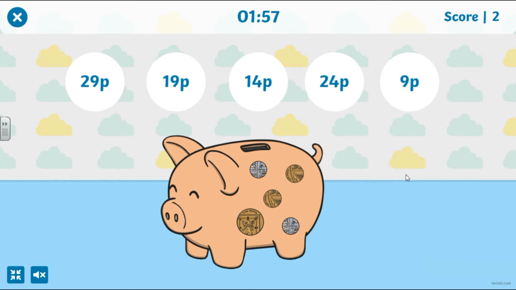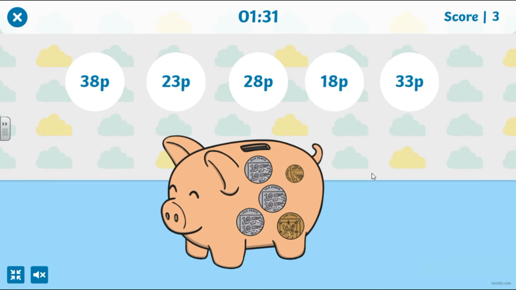This one, I've got 2 5p's. 5 add 5 is 10. Then I'm going to add my 2p. So 10 add 2 is 12 pence. 10p add 2p is 12 pence. Add my 2 1p's together. 1 add 1 is 2. So 12p add 2p gives you 14 pence altogether.